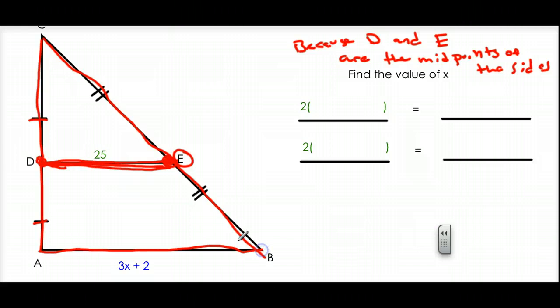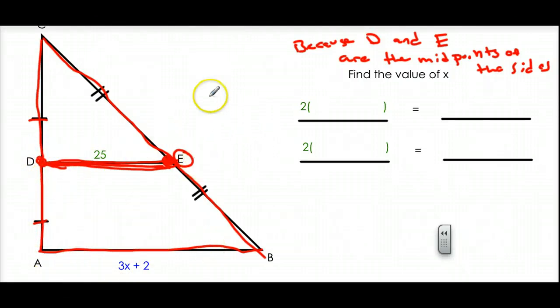And this is what you can do. We know that AB is twice the length of DE. AB is twice the length because DE is half of this. Another way to say that is AB is twice the length of DE.